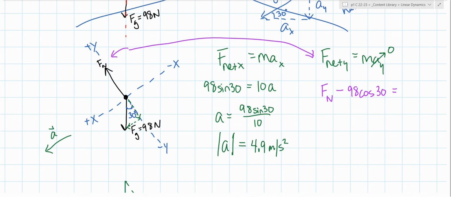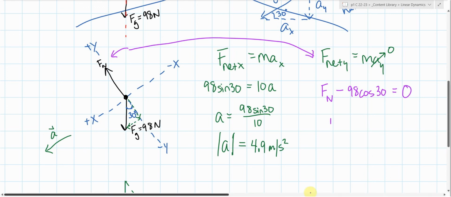Because that's perpendicular to the surface, and it would be weird if the box accelerated away from the surface and just started floating. That'd be weird. And it would be weird if it started accelerating into the surface, because it would just dig through the surface. That doesn't make any sense either. So that equals 0. And that makes solving for normal force super easy. Just move it to the other side. And then pop it in a calculator.